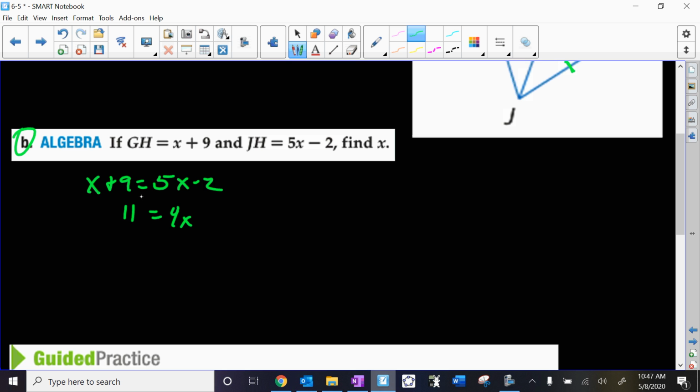And then I'm going to divide. You can either write this as a decimal or just keep it as a fraction. Either way, it's going to be fine. 11 fourths, or it would be 2.75. Either's fine.